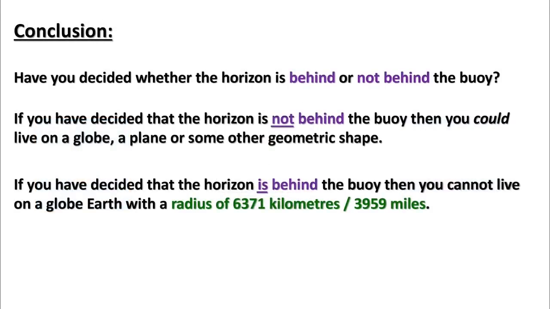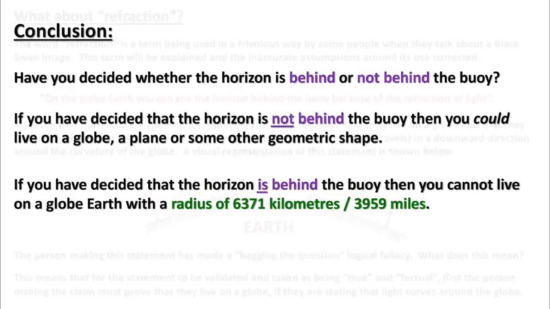Conclusion. Have you decided whether the horizon is behind or not behind the buoy? If you've decided that the horizon is not behind the buoy, then you could live on a globe, a plane, or some other geometric shape. If you have decided that the horizon is behind the buoy, then you cannot live on a globe, Earth, with a radius of 6,371 kilometers or 3,959 miles.